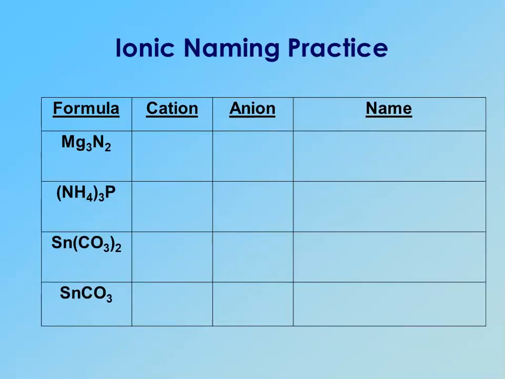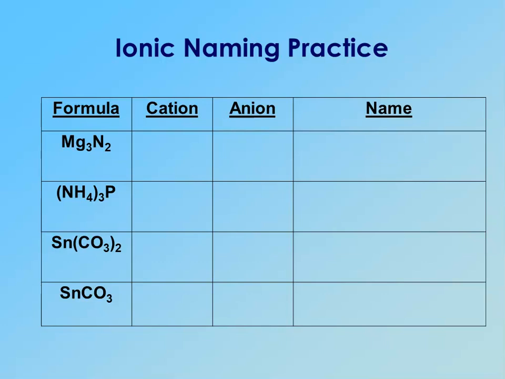So with these 4 examples, we're going to split the formulas in half and name the 2 ions, or identify the 2 ions and then name them. Again, you are welcome to go straight from formula to name if that works for you. I just wanted to try to give you a little bit more of a refresher.